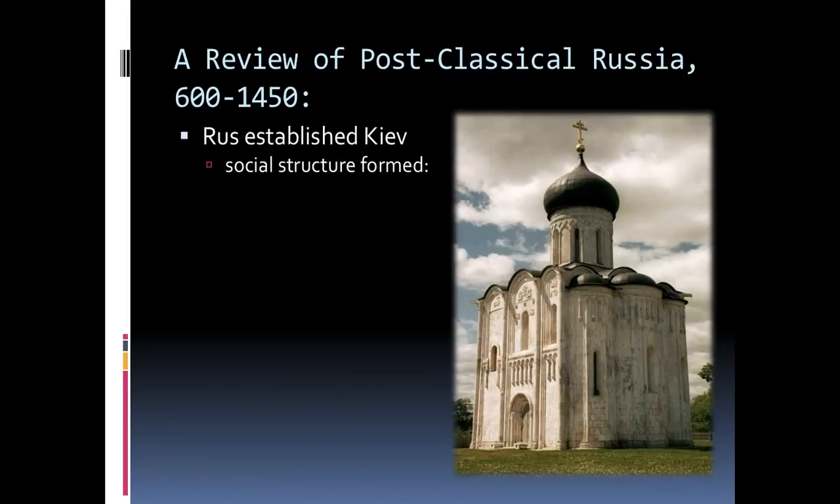Kiev was the major trading city established on the Dnieper River, and rather quickly, a clear social structure had formed where you had the princes, who ruled over individual independent city-states like Kiev and Novgorod. Below them were boyars, being the Russian nobles who controlled lands in the countryside, and then you had a very large class of free peasants.